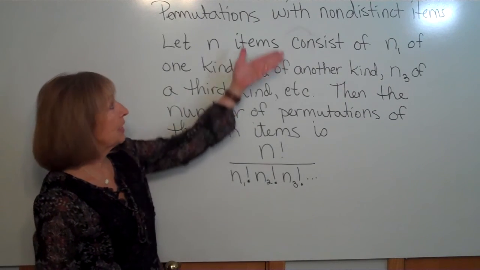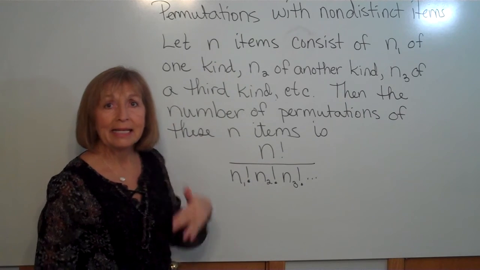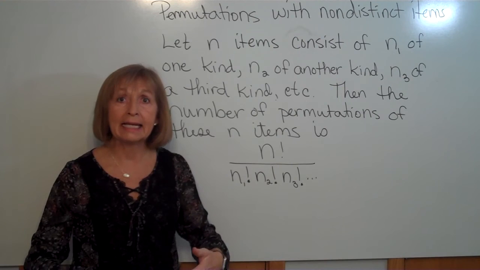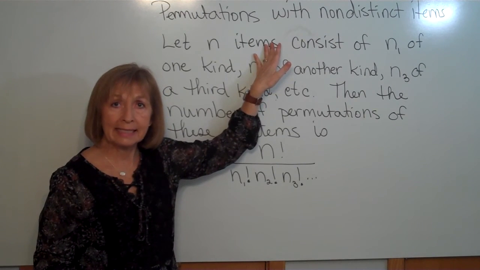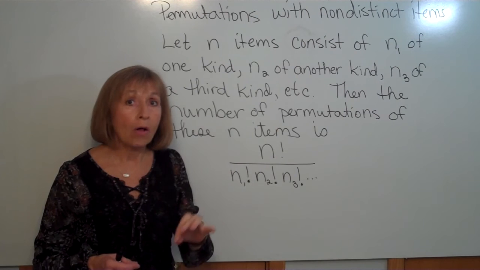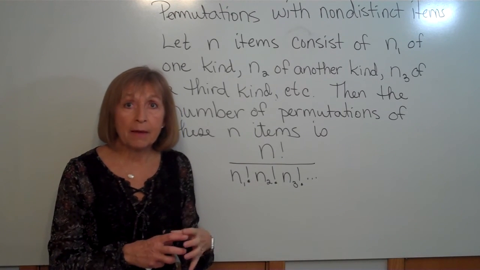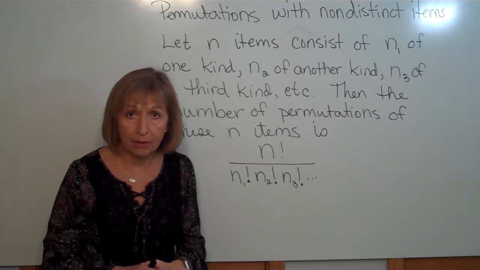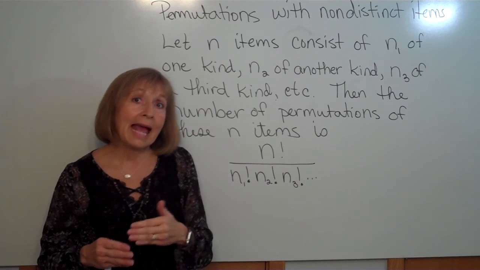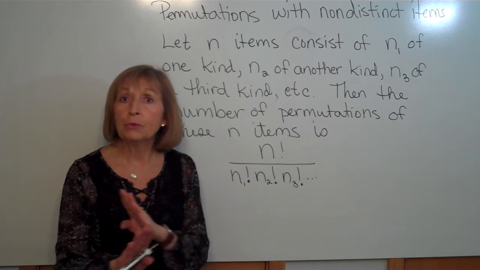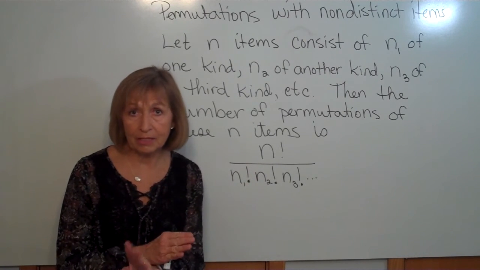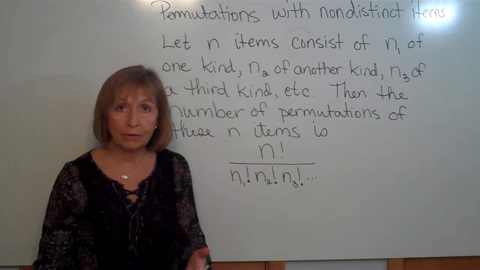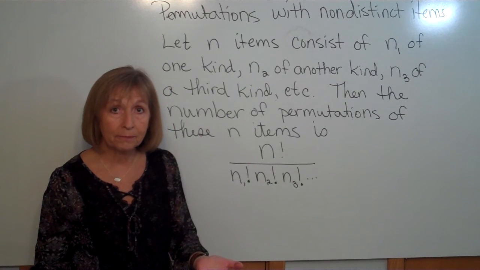Now when we're looking at permutations with non-distinct items, the difference between this and the permutations we already did is that they are not all different from each other. Some of them within the n items are identical to each other, so you can't tell them apart. So in an ordering situation, you wouldn't be able to tell if those identical things switched places, so you don't want to count that as a separate ordering when it's not distinguishable.